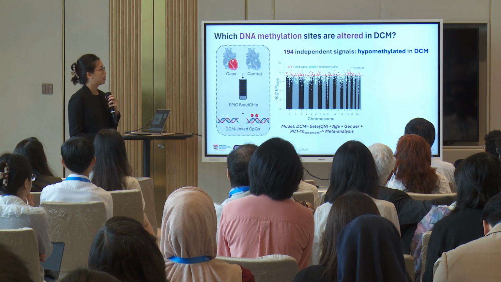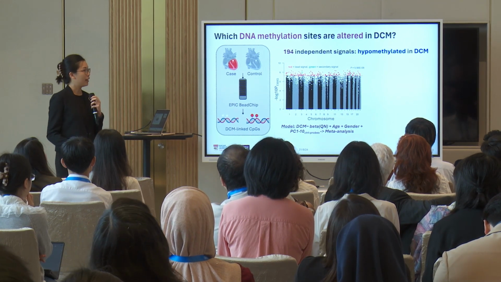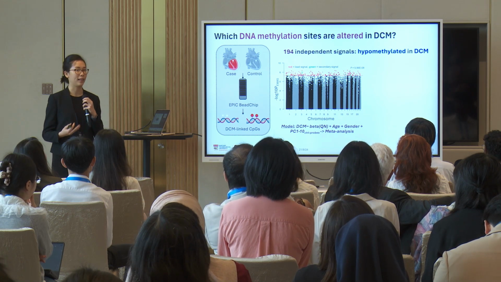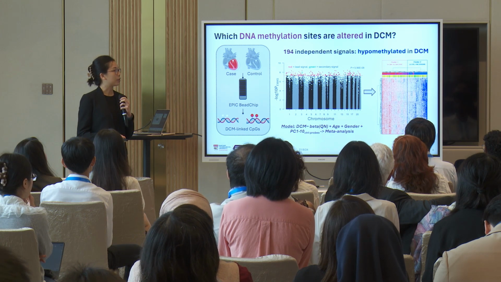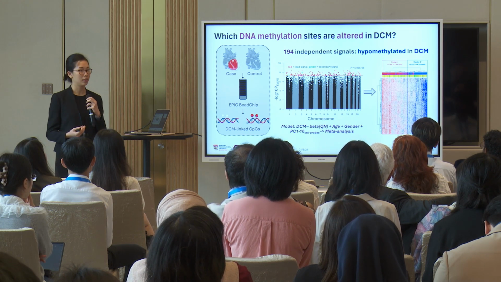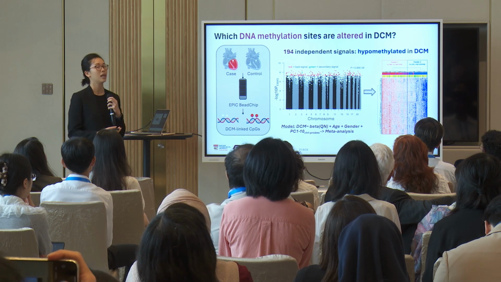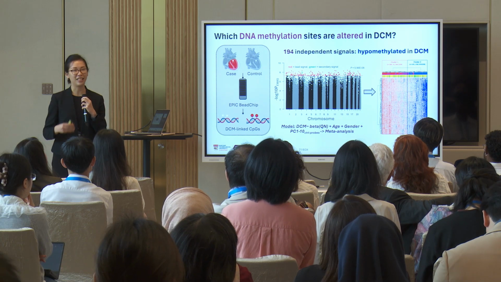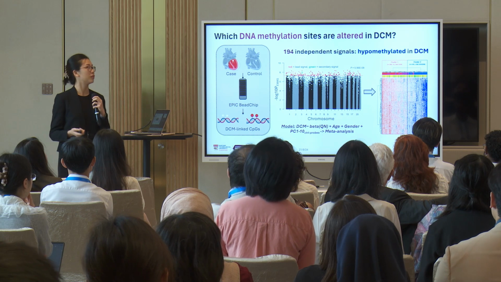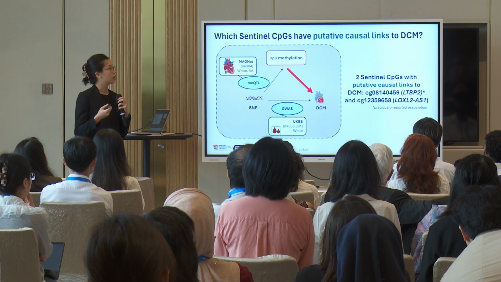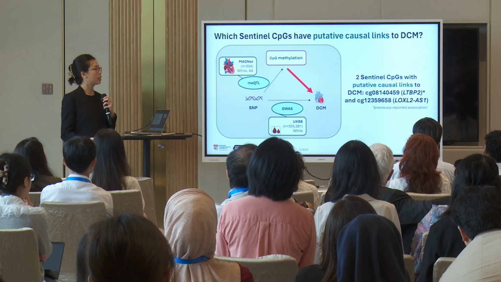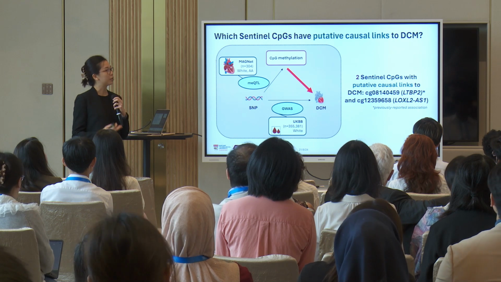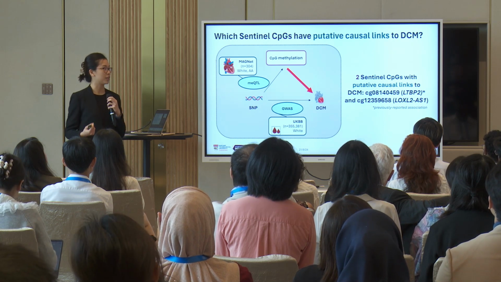So this is the first main finding of my study: there are 194 independent signals, all of them hypomethylated in DCM, and they are able to effectively stratify case and control. You can see the two distinct classes that are found there. This indicates that these 194 sentinels are capturing the main disease-linked methylation changes that segregate the two groups. I followed this up with a causal analysis between the CpG and DCM, which suggested that two sentinel CpGs might have causal links to DCM.